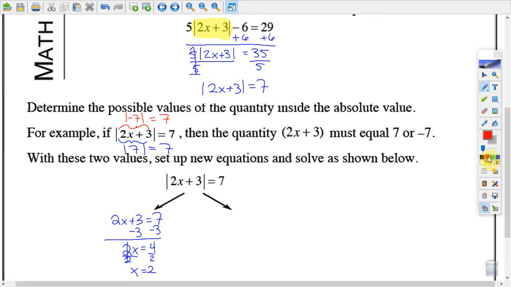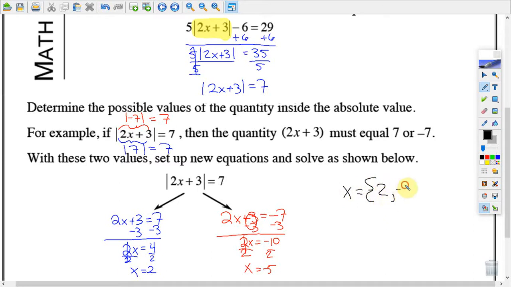Another solution happens when we take that 2x plus 3 and we make it equal to negative 7. So same process, subtract 3. So now we're subtracting 3 from a negative, so that's going to be negative 10. Divide by 2. x equals negative 5. So we have two solutions for x here. We have x is equal to either 2 or negative 5.